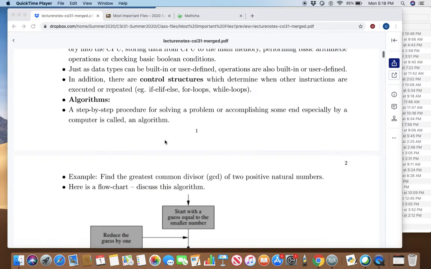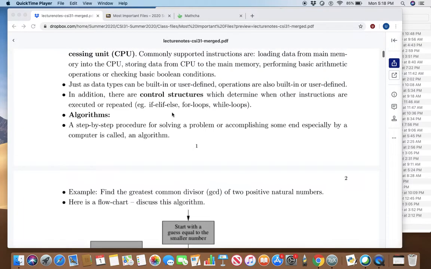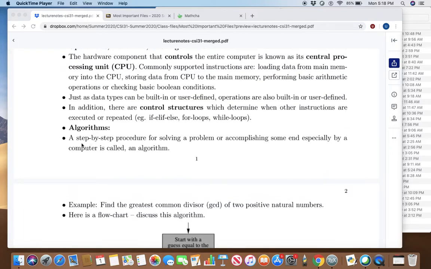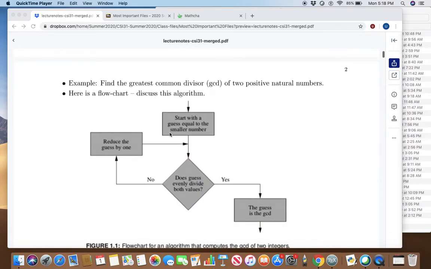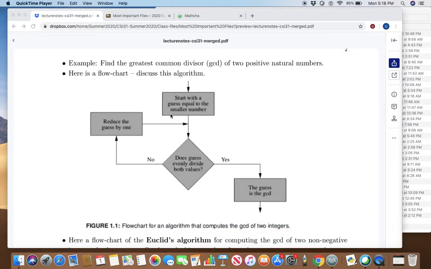Okay. Now, algorithms. So what is an algorithm? An algorithm is a step-by-step procedure for solving a problem or accomplishing some end, especially by a computer. That procedure is called an algorithm. For example, here is an algorithm to find the greatest common divisor, that is GCD, of two positive natural numbers.